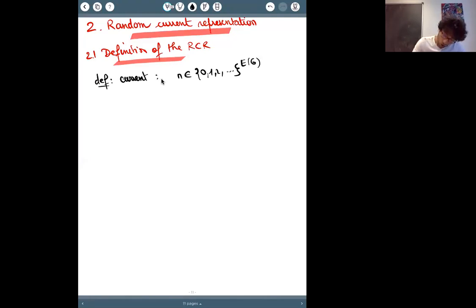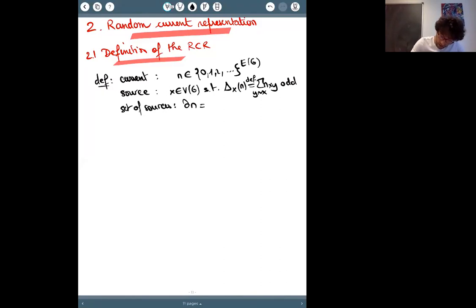Okay, a source would be a vertex x of the graph such that the degree, meaning the sum of the n_xy for y neighboring x, is odd. Okay, we will interpret that as a degree in a second. The set of sources, I will denote it like that. So this is a set of x in V(G) such that this thing is odd.